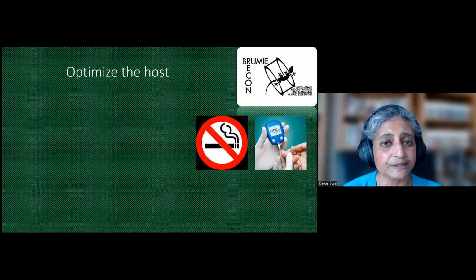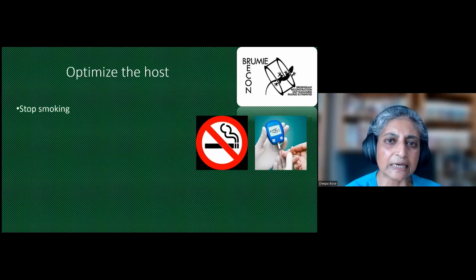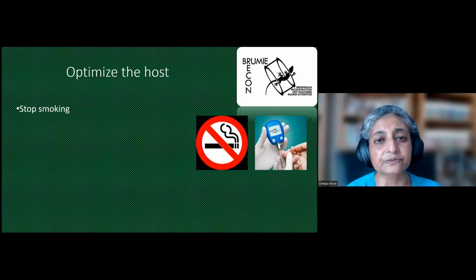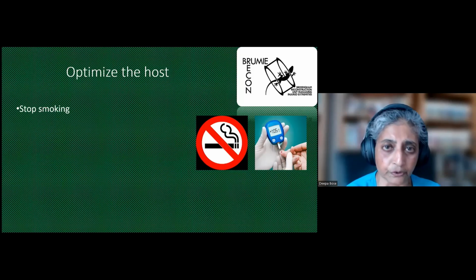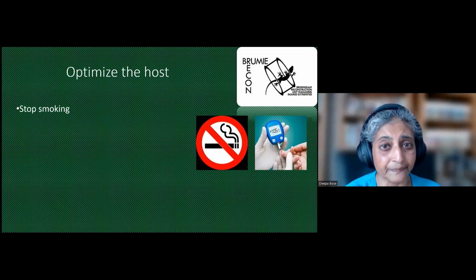So optimizing your patient. So we know that smokers have a 3-fold increased risk of getting a bone infection or a non-union compared to the normal population. So our aim is usually to get the patient to stop smoking, certainly in the perioperative period.